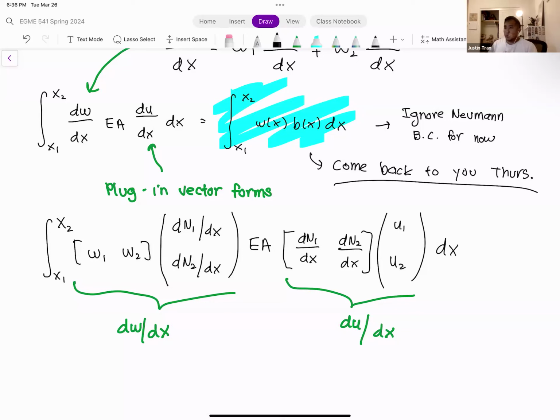If you notice, one subtle thing that I did here is that for the vector form for dw/dx, I swapped which vector is the row vector and which is the column vector. Ultimately, you're taking the dot product between these two vectors, so it doesn't really matter which is which. But this form is a little more convenient because it allows us to get a matrix from it straight away.